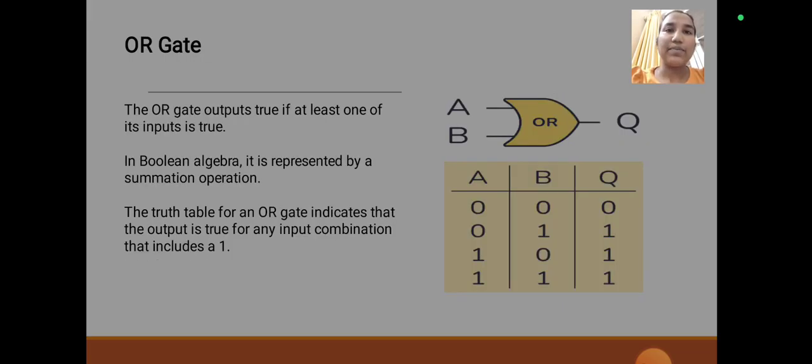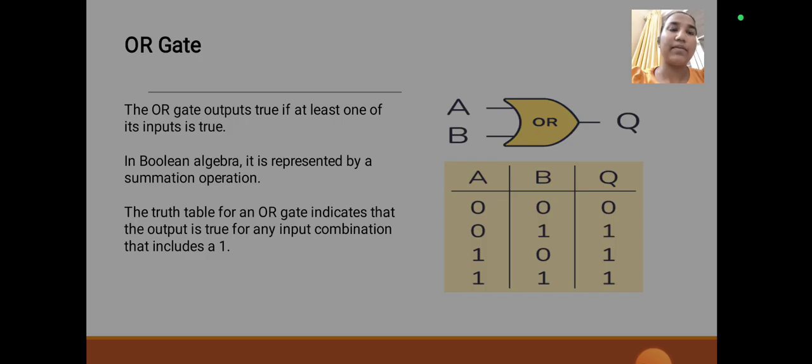OR gate. The OR gate outputs true if at least one of the inputs is true. In Boolean algebra, it is represented by a summation operation. The truth table for an OR gate indicates that the output is true for any input combination that includes a 1.